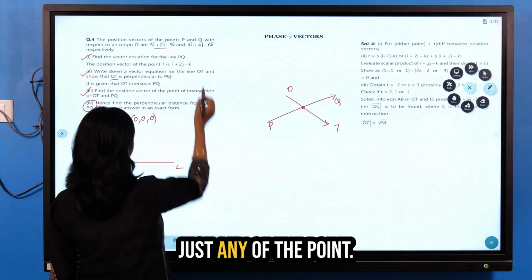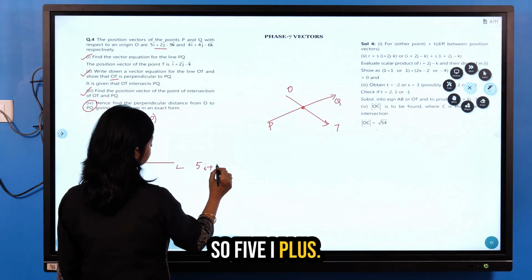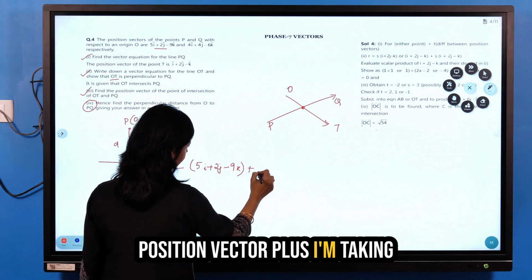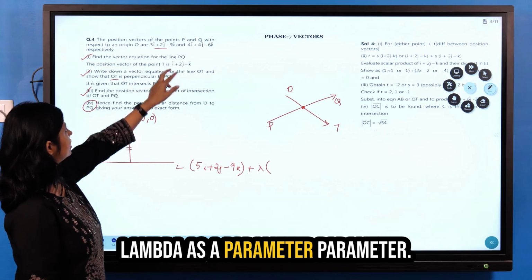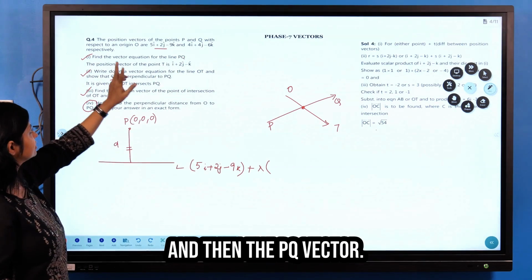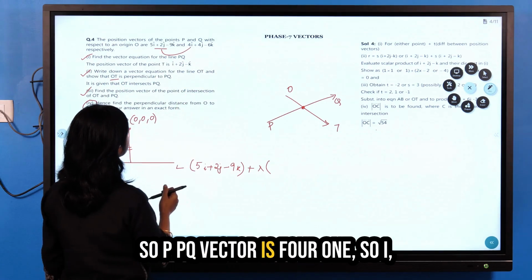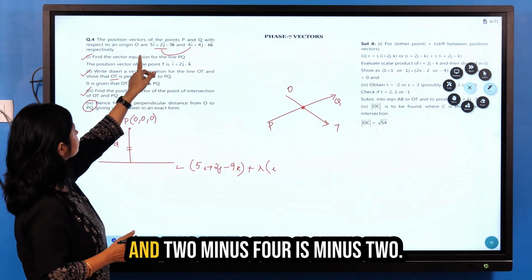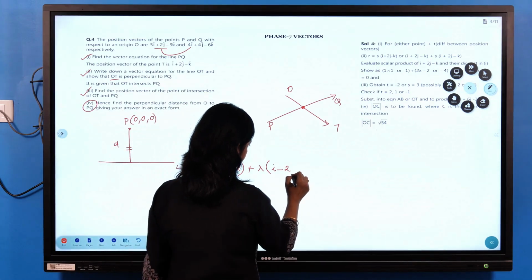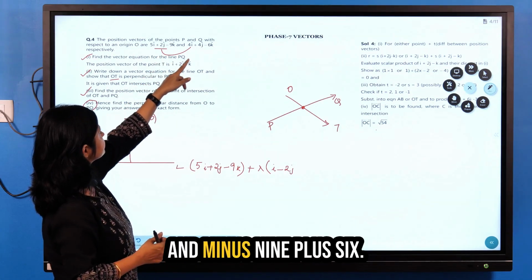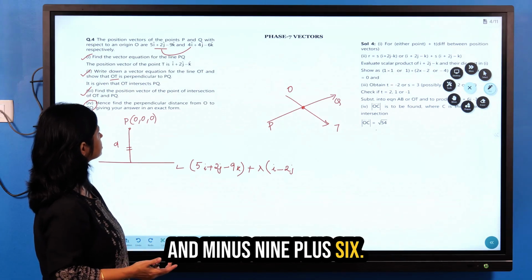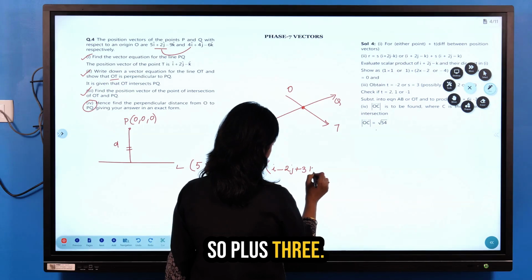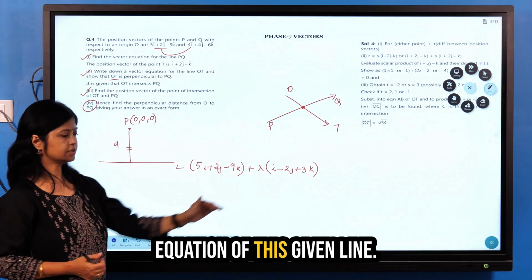I am going to take any of the points, so 5i plus 2j minus 9k. This is a position vector, plus I'm taking lambda as a parameter, and then the PQ vector. PQ vector is 4, 1, so i, and 2 minus 4 is minus 2, and minus 9 plus 6, so minus 3. Let's check once more. So plus 3. This is basically the equation of the given line.